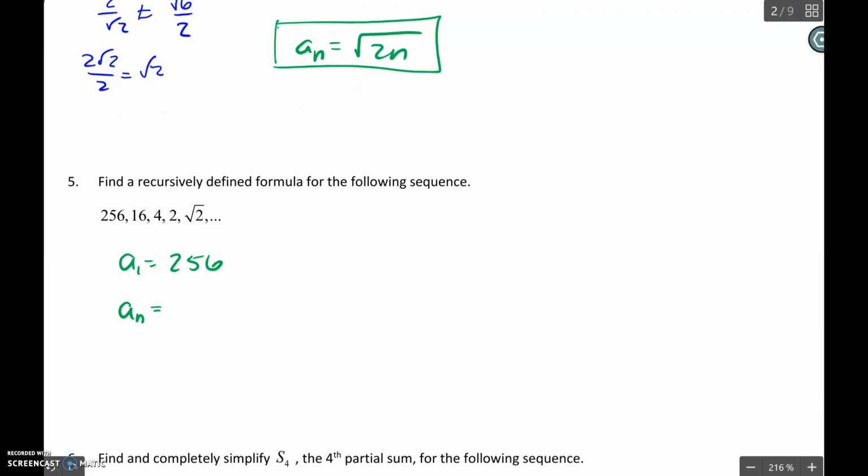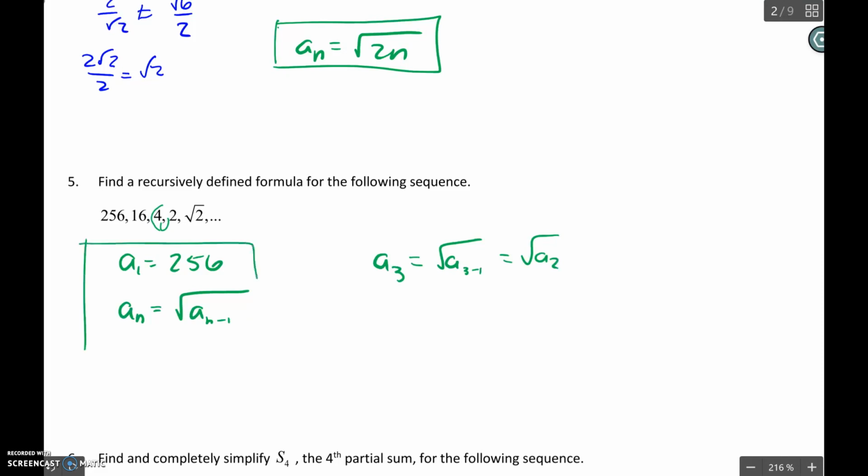Now a sub n equals, and let's see, what are we doing? So we're taking 256, square root of that is 16, square root of 16 is 4, square root of 4 is 2, square root of 2 is root 2. So we're actually square rooting the previous term. So a sub n minus 1. So a sub 3 is going to be the square root of a sub 3 minus 1, which is the square root of a sub 2. So here's a sub 3, and it's the square root of 16. That works. So check it if you want to check it.